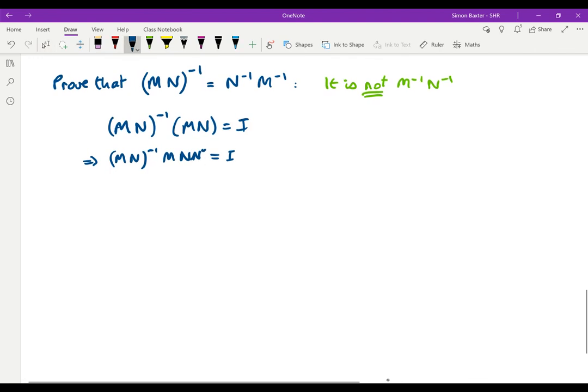The board has a mind of its own, it's moving around. Let's just make that a little bit better.